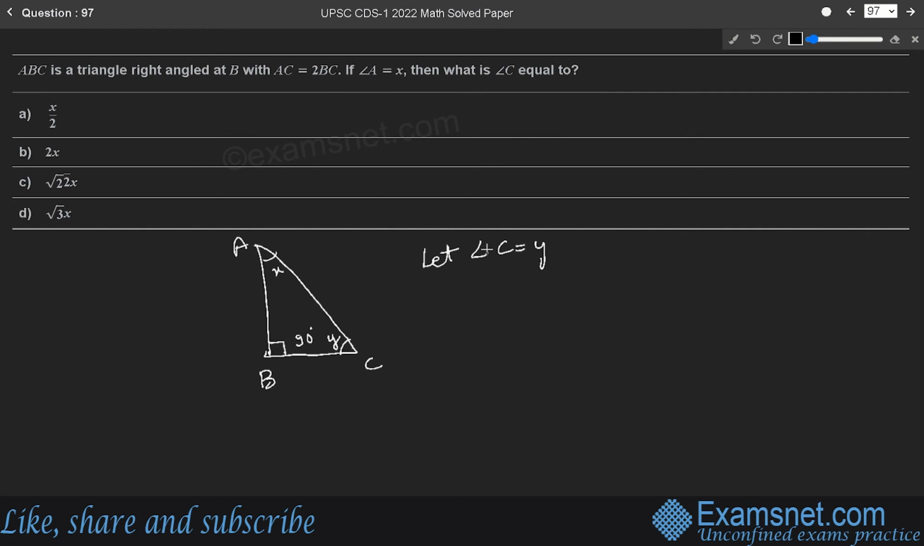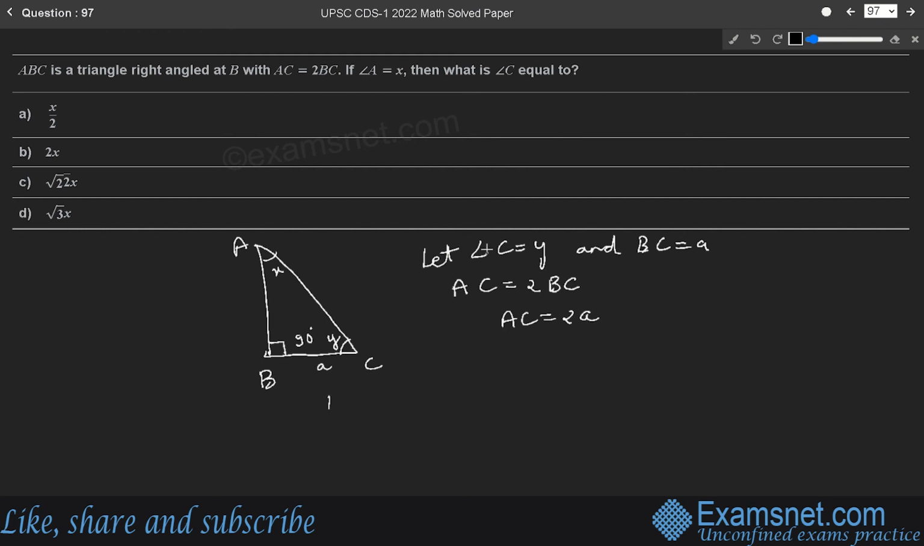Now it is given in the question that it is a right angle triangle and we know that angle B is equal to 90 degrees. Also AC equals 2BC. It is given in the question and we have marked angle A, which is X. Now let angle C equal Y and also let BC equal A, because we don't know the value of BC. So let BC equal A. Therefore AC will be 2A.